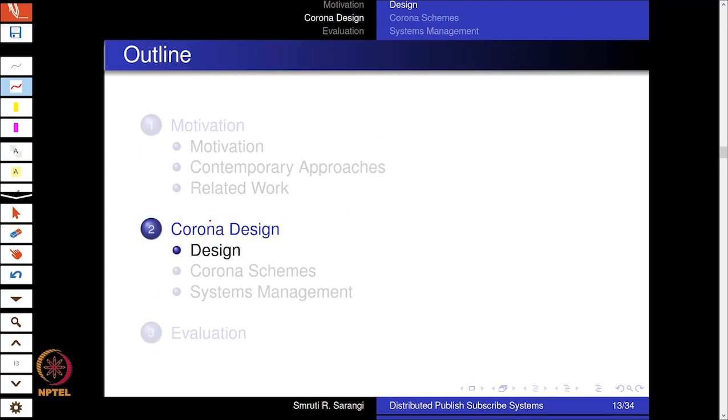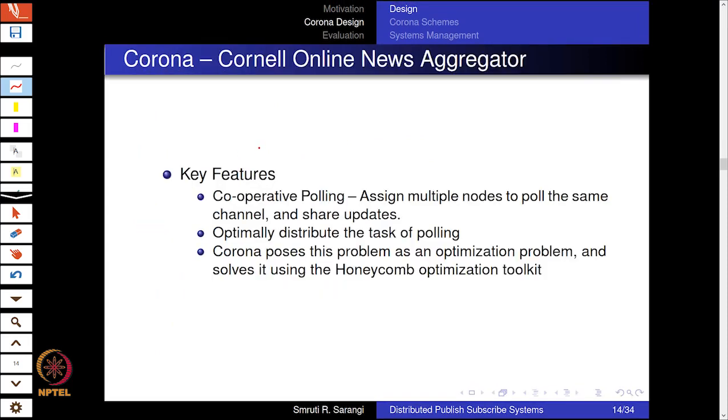Now we come to the design of Corona. Corona stands for Cornell Online News Aggregator, because this was initially a project from Cornell University. The key features of Corona are as follows. The first is cooperative polling, which means we assign multiple nodes to poll the same channel and share updates.